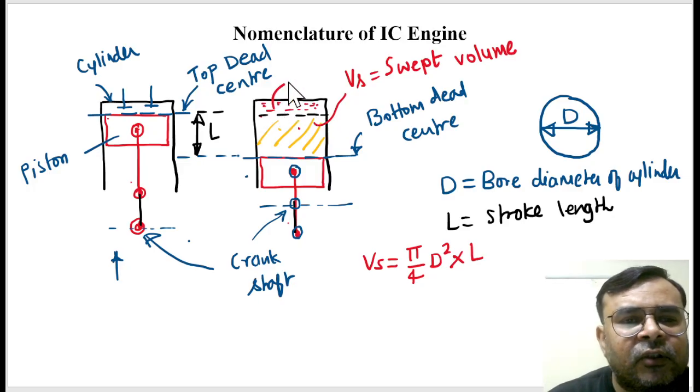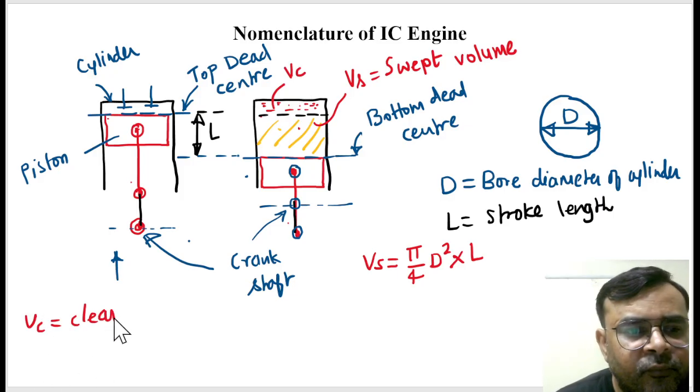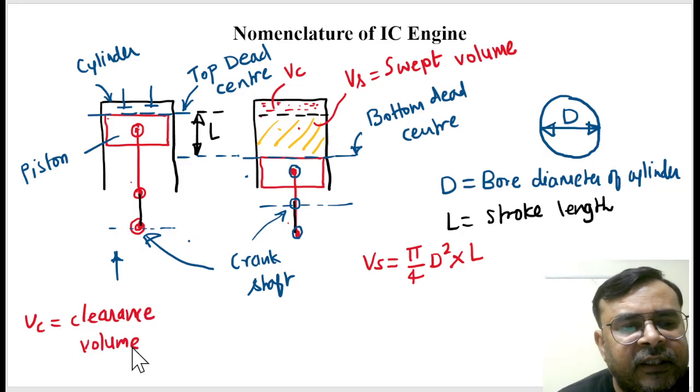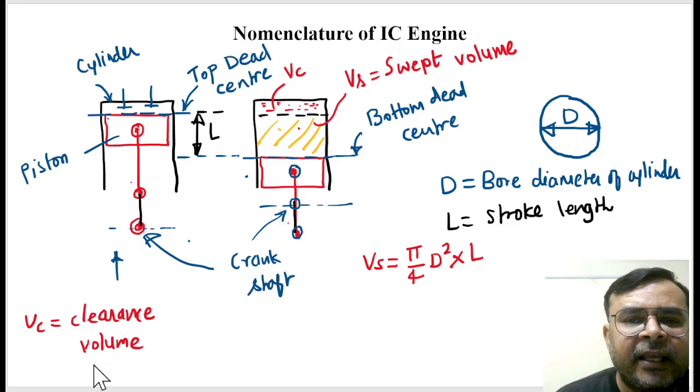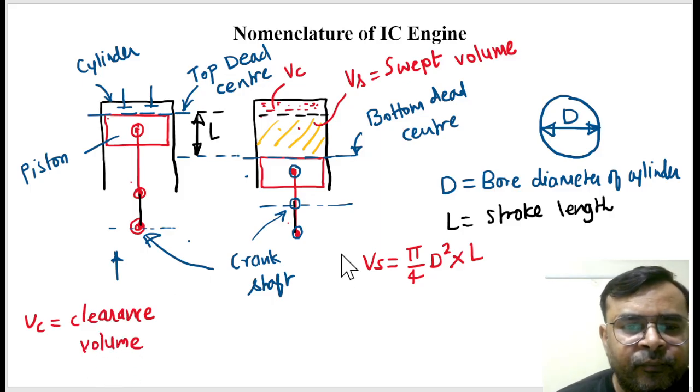Whatever volume we have above the top dead center is called clearance volume, Vc. Is it right? Are you getting my point? This is called clearance volume, correct? Vs is the swept volume, Vc is the clearance volume. Are you getting my point?